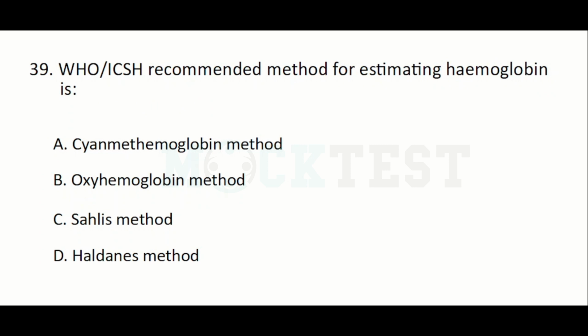WHO ICSH recommended method for estimating hemoglobin is: option A, Sahli's hemoglobin method. Option B, oxyhemoglobin method. Option C, Sali's method. Option D, Haldane's method. The answer is option A, Sahli's hemoglobin method. WHO ICSH recommended method for estimating hemoglobin is Sahli's hemoglobin method.